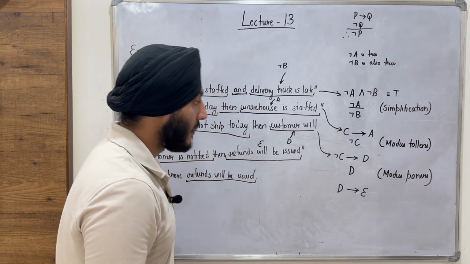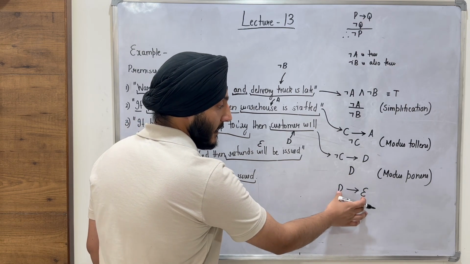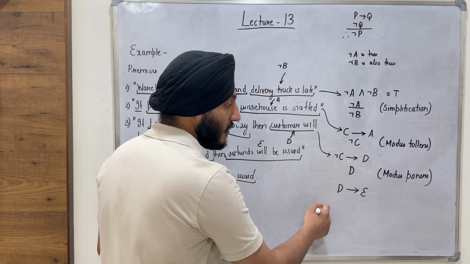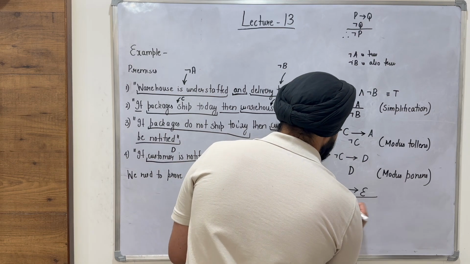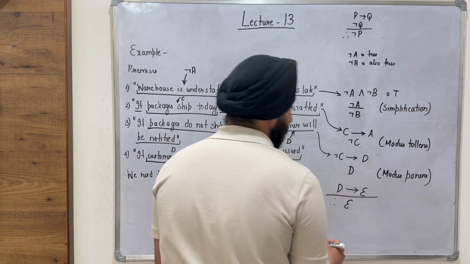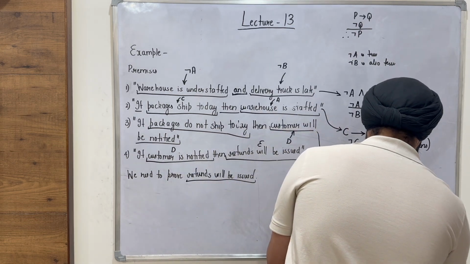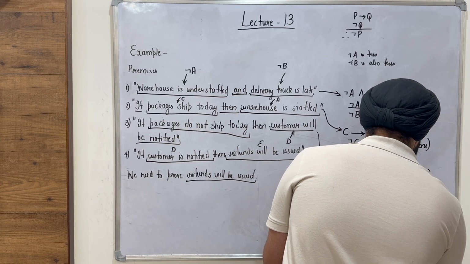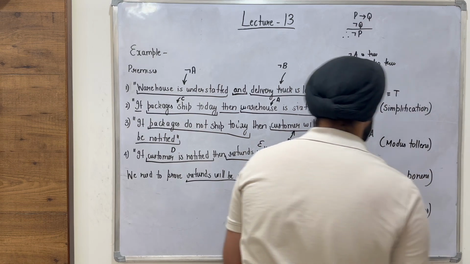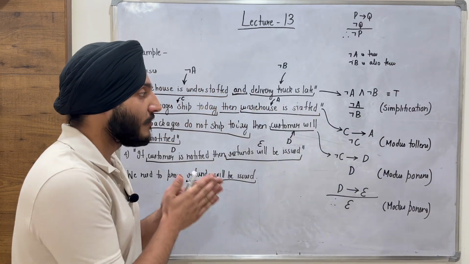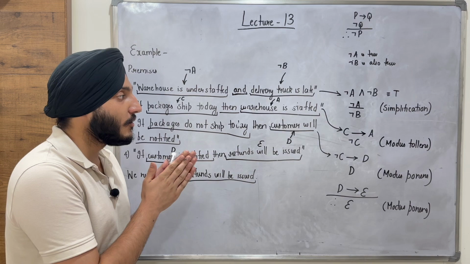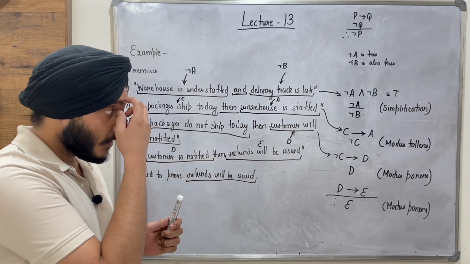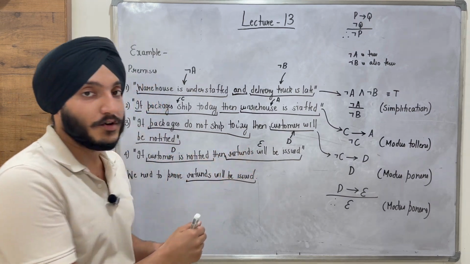Okay, finally, D is true. D then E is also true. Then the conclusion should be that E is true. And this is once again going to be modus ponens. Okay, I really hope you were able to understand this question. If you have any doubts, then you can leave them in the comments. But this is the basic way we solve these types of questions.